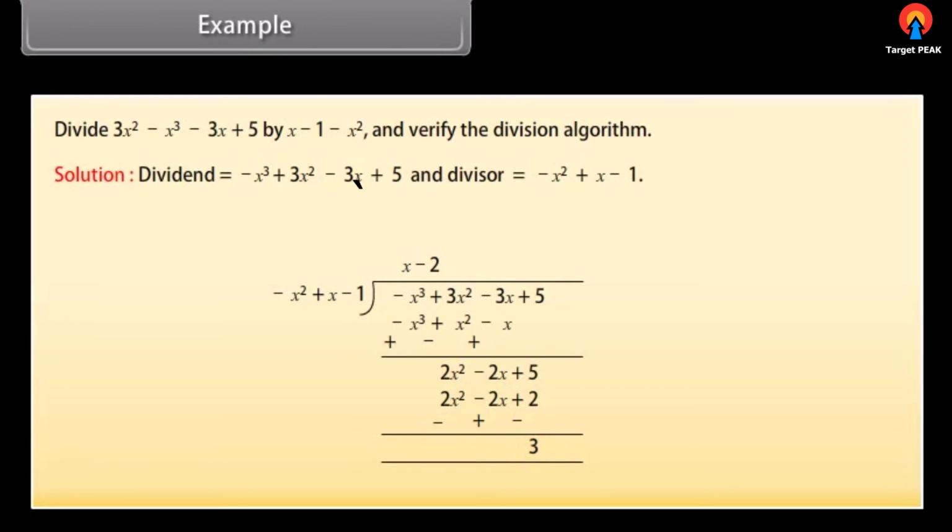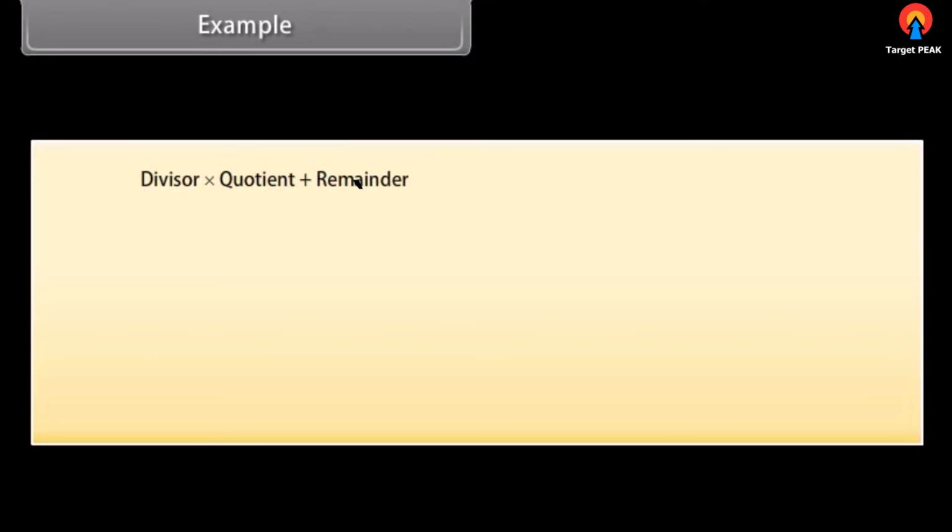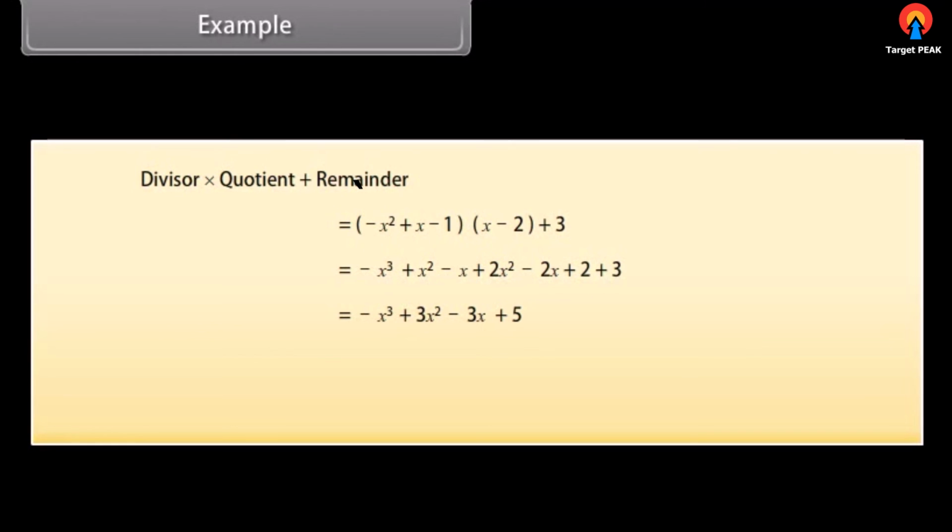Now to verify, let's see whether divisor into quotient plus remainder is equal to dividend or not. So, divisor into quotient plus remainder is equal to (minus x square plus x minus 1) into (x minus 2) plus 3, equals minus x cube plus x square minus x plus 2x square minus 2x plus 2 plus 3, equals minus x cube plus 3x square minus 3x plus 5, which is equal to dividend. Hence, verified.